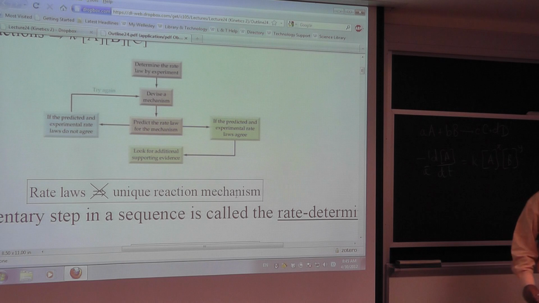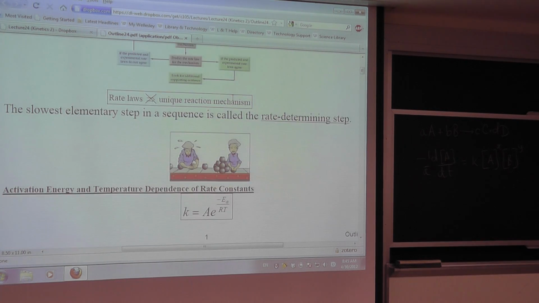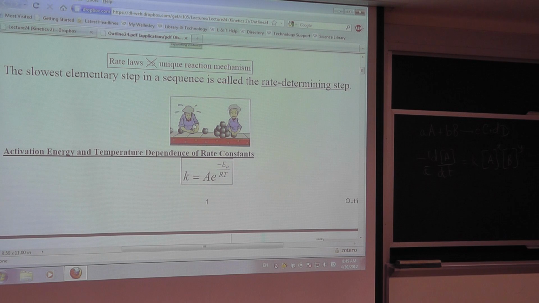But for now, we're going to leave it at that. Yes, Laura? So the only way we'd know what the slowest step was is if we saw that and it included two reactants or products from one specific part.